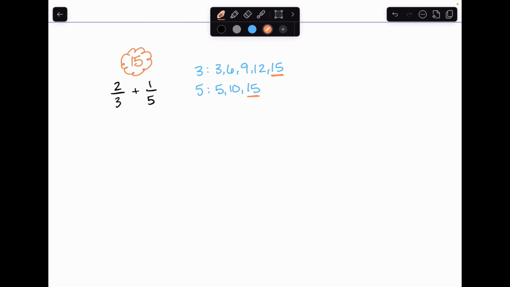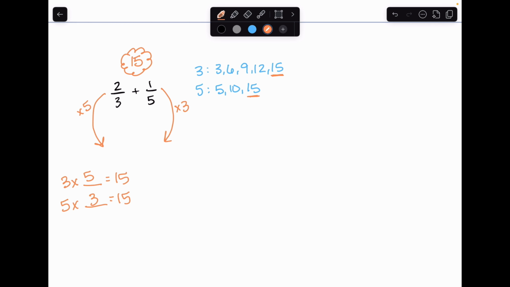And now I need to figure out what I need to multiply my 2/3 by and my 1/5 by. So 3 times what equals 15, and 5 times what equals 15? 3 times 5 equals 15. So I'm going to multiply that entire fraction by 5. 5 times 3 equals 15. So I'm going to multiply this entire fraction by 3.